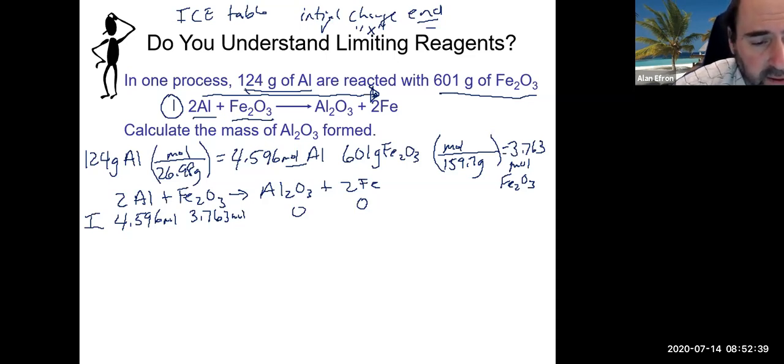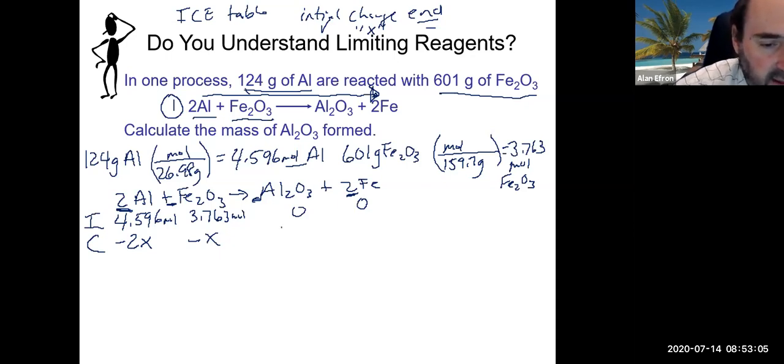The other really important thing is the stoichiometry part of it, and that stoichiometry comes from the coefficients, right? So when I do the change part in an ICE table, this would be minus 2x. The 2 takes care of the mole to mole relationship and the stoichiometry of it. And it's minus x here, because the coefficient here is 1.